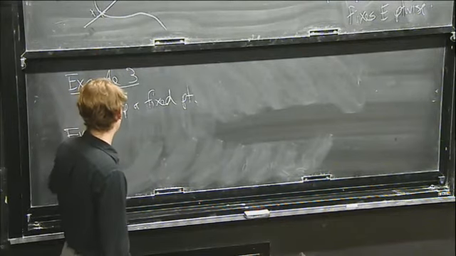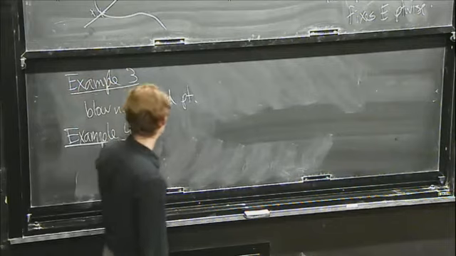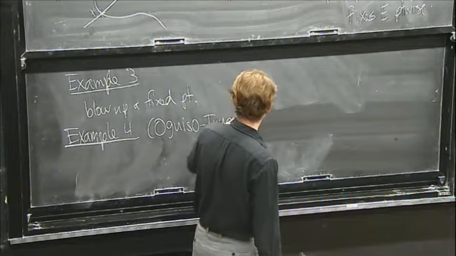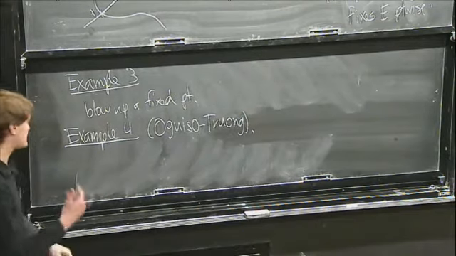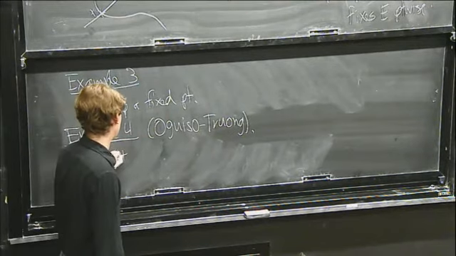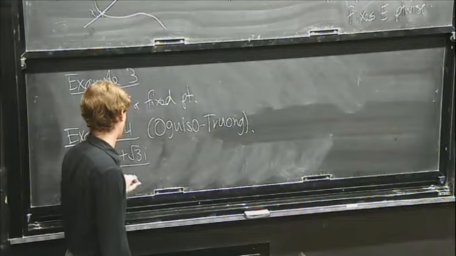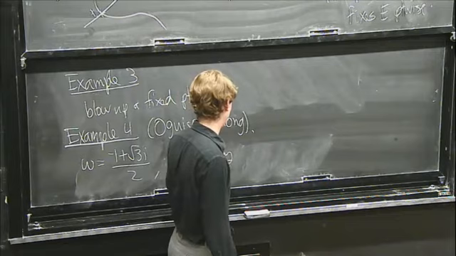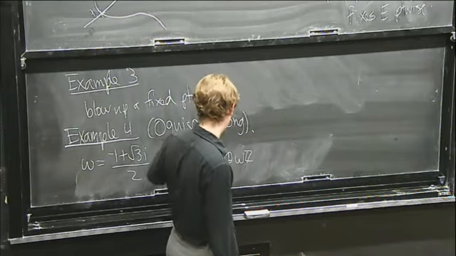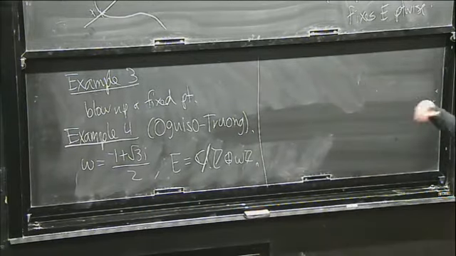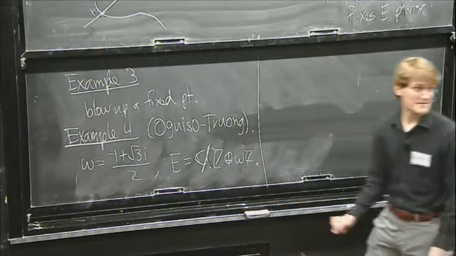OK, here's another much more interesting example. And this one is the example by Oguiso and Trung that I mentioned earlier. So we're going to take E to be an elliptic curve with complex multiplication. So we'll take omega to be a cube root of unity, and then take the corresponding curve. OK, now this thing has an order 6 automorphism given by multiplication by minus omega.